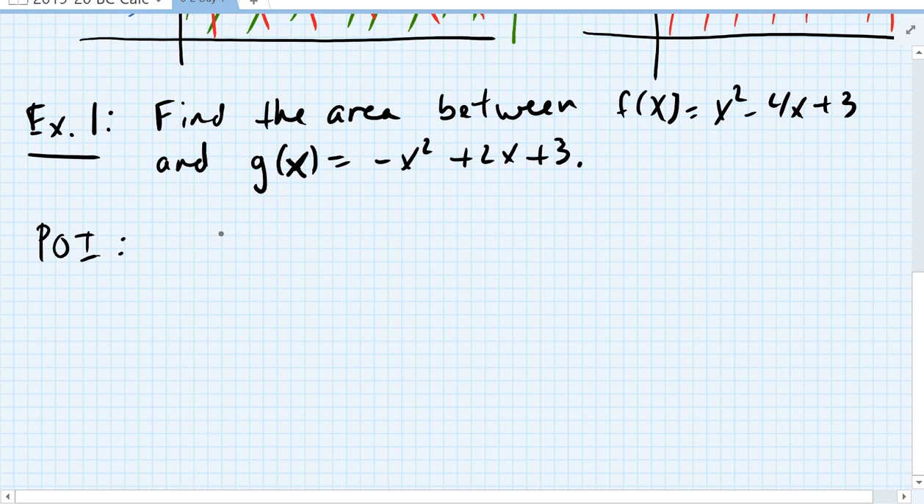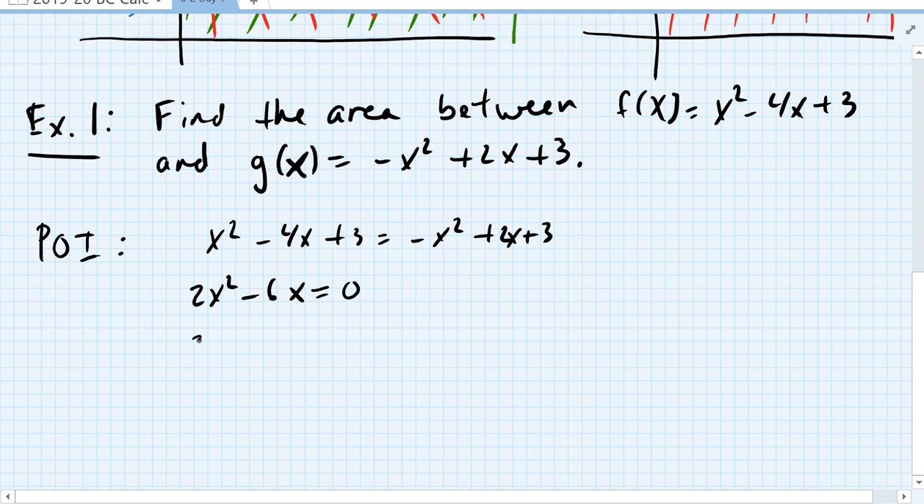So I'm going to set x squared minus 4x plus 3 equal to negative x squared plus 2x plus 3. I'm going to get everything to the same side, and I'm going to get a 2x squared. And then I have a negative 4x and a minus 2x, so it's minus 6x. And then 3 minus 3, that goes away. That's convenient, isn't it? That equals 0.